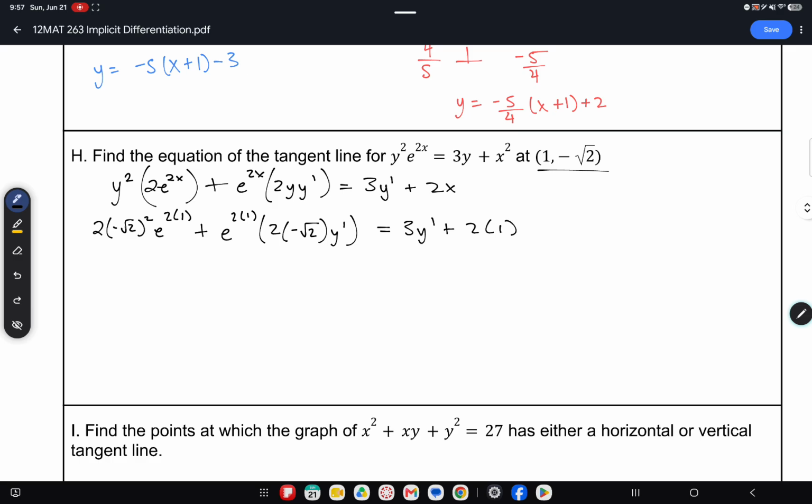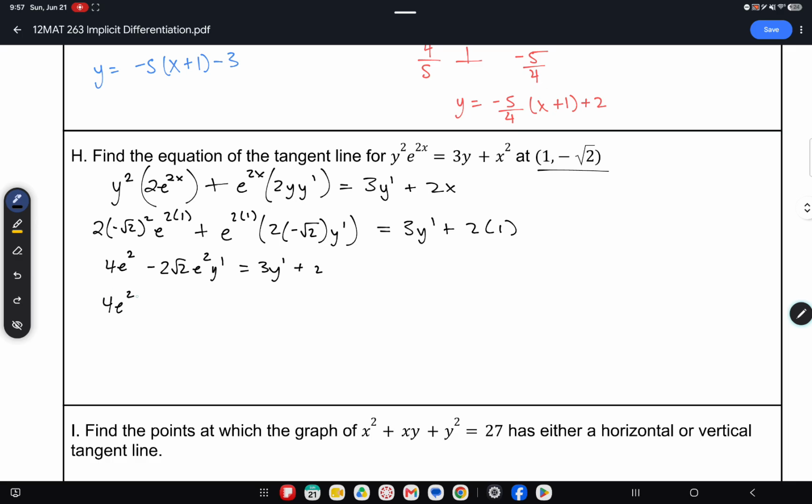So that is going to cancel out the square root. And then 2 times 2 is 4. So that's 4e squared plus, I guess I should really say minus 2 root 2 e squared y prime equals 3y prime plus 2. And let's move some things around.